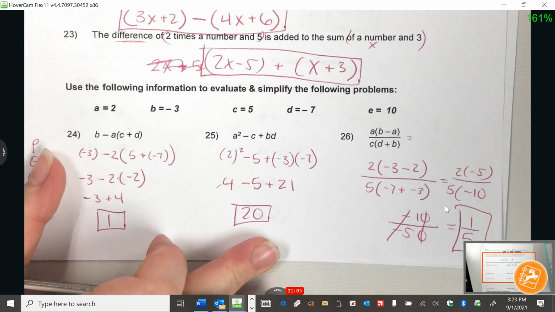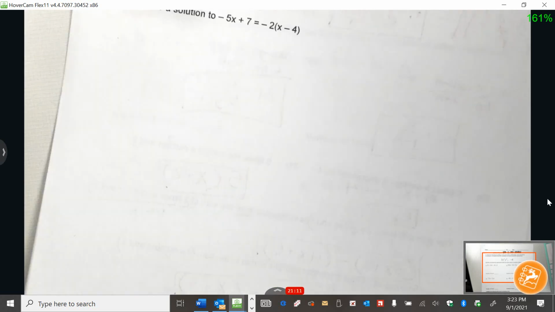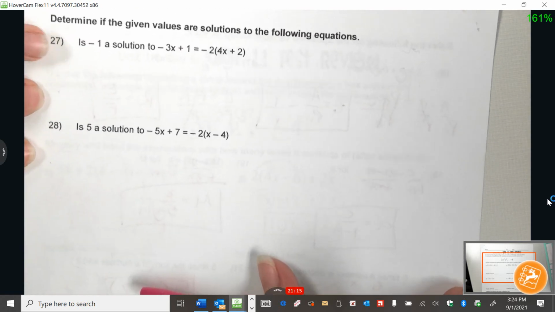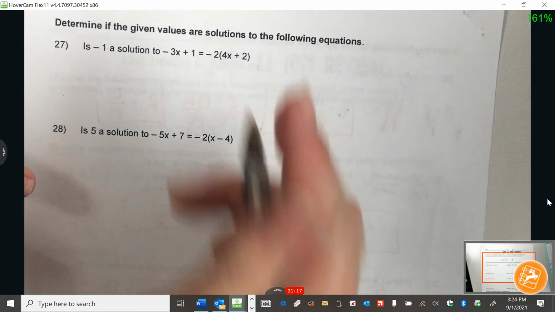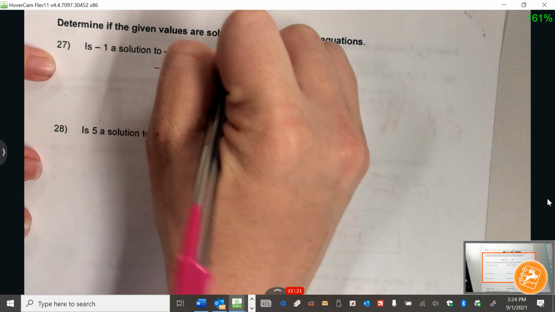Might help if you can see. Okay. 2 more. Okay, on these it says, is negative 1 a solution? When I tell you is something a solution, just plug it in. Negative 3 times x, so I'm going to plug it in here and here.